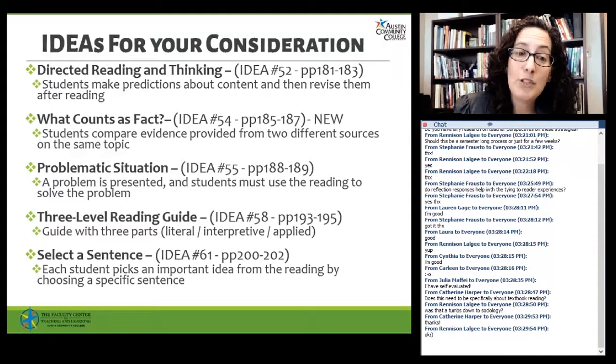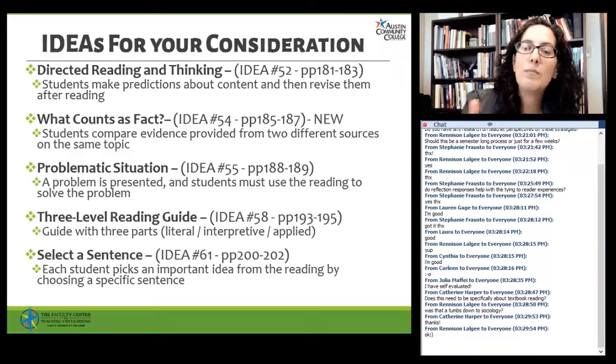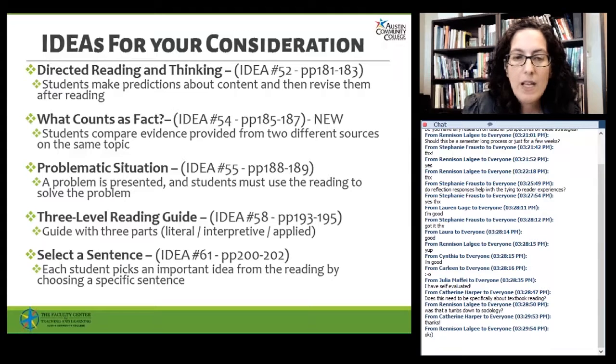For the problematic situation reading technique, you present a problem, and then you provide students with a reading that you think has some information that will help them solve the problem, but you allow them to do the reading and attack the solution of the problem. And they can do that in groups or on their own.